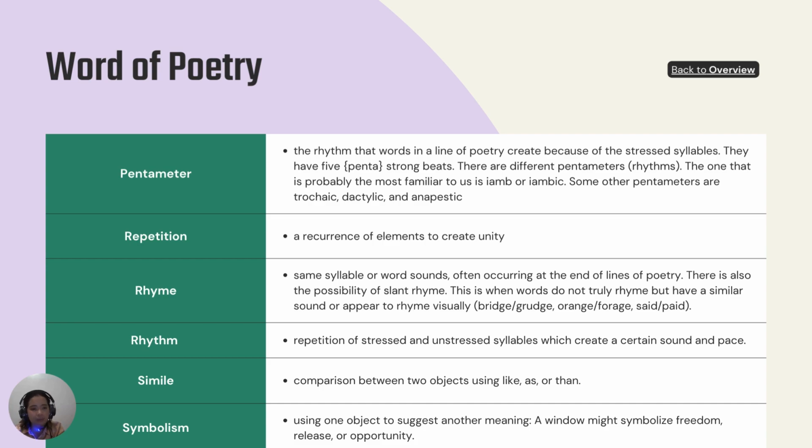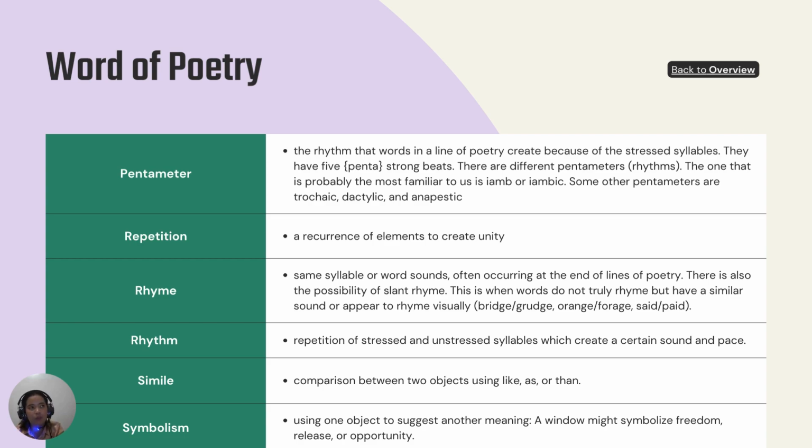So the next one is simile. Simile is the opposite of metaphor. Metaphor has a direct comparison, but when we talk about simile, this is more of an indirect comparison, using like or as. Okay? Next one is symbolism.